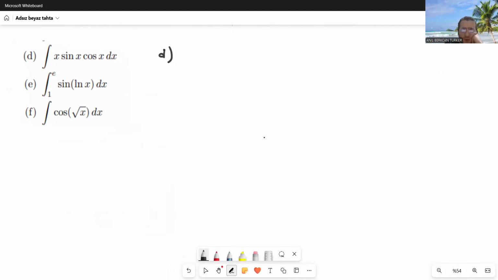You can consider this integral. You can rewrite this integral like the following: the integral of x sine 2x over 2, right? Because sine 2x is 2 sine x cosine x. The point that I am writing it like this is because I want to apply integration by parts to get rid of this polynomial x, and I will end up with sine 2x, which is very easy to calculate.